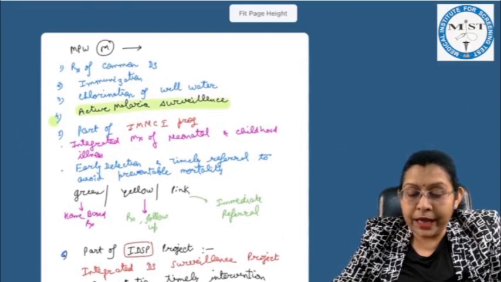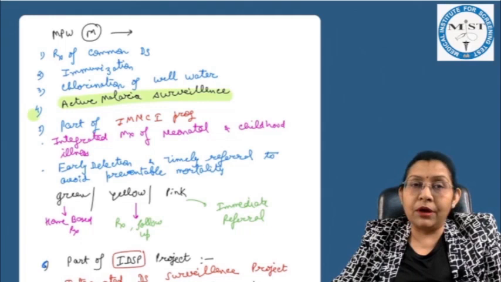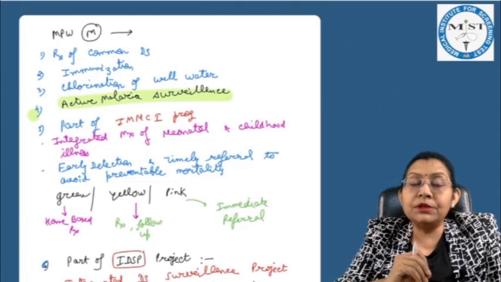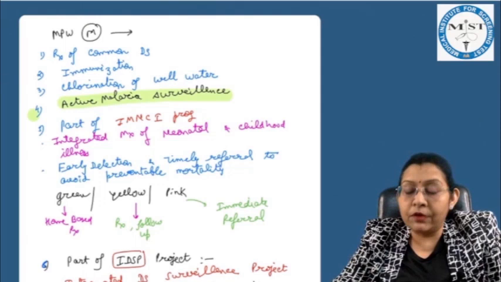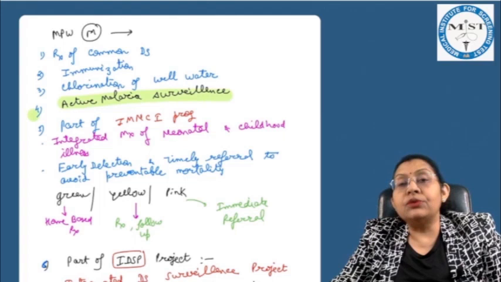workers, that they are responsible for the treatment of the common diseases as they are posted at the sub-center where we don't have the medical officer. So they are treating all the individuals who are coming with some basic problems to sub-centers. They are also giving the immunization, responsible for chlorination of the well water. We highlighted the point that the active malaria surveillance is the most important function of these multi-purpose workers, in addition to some other functions which we have discussed in great detail in our classes.